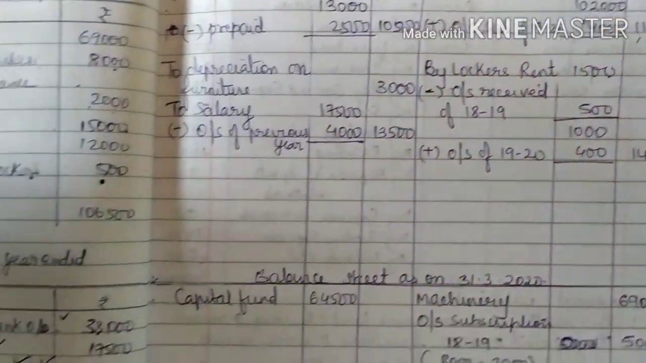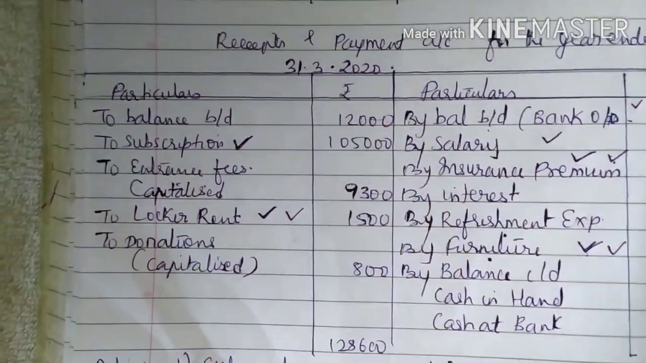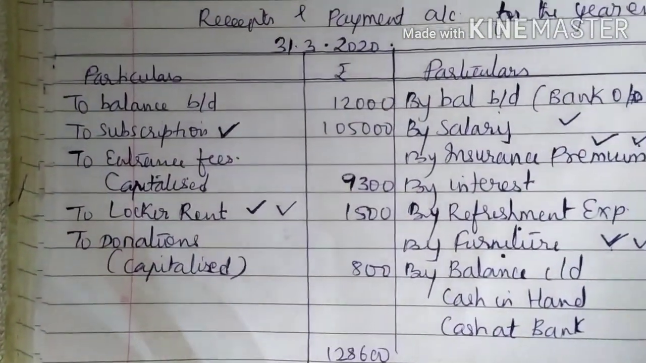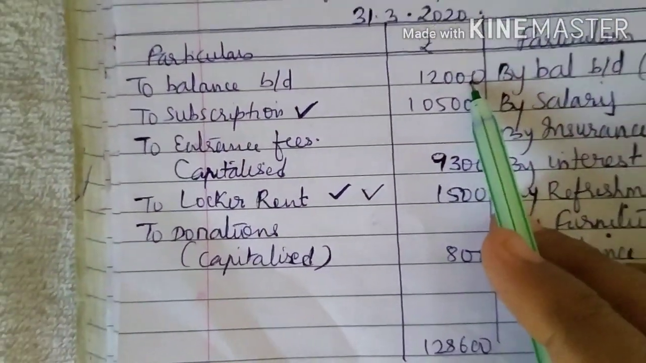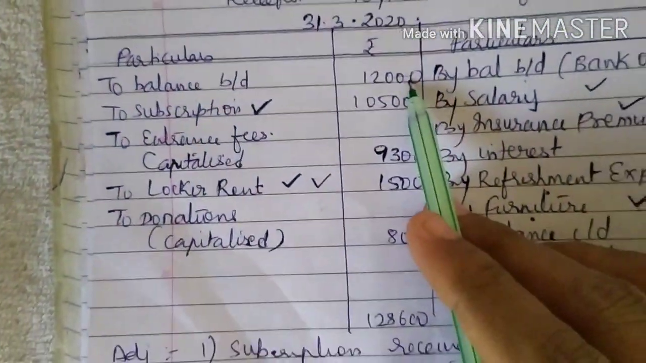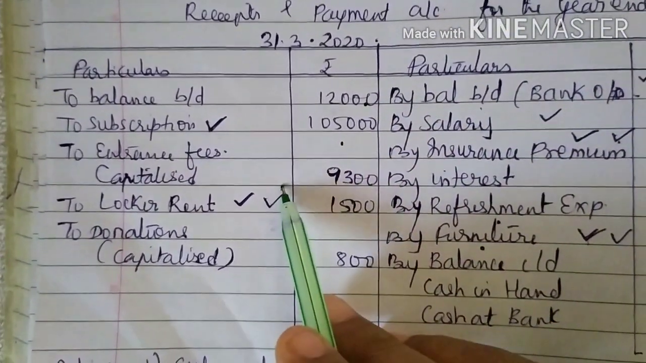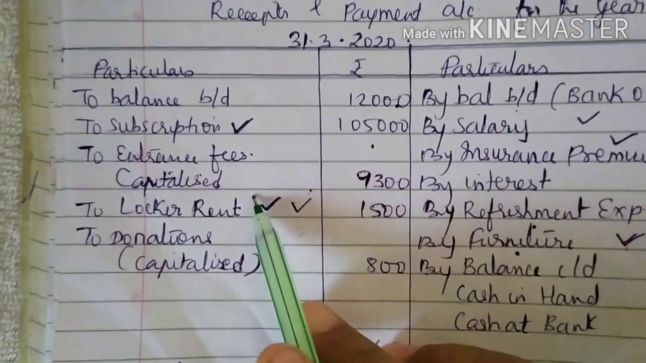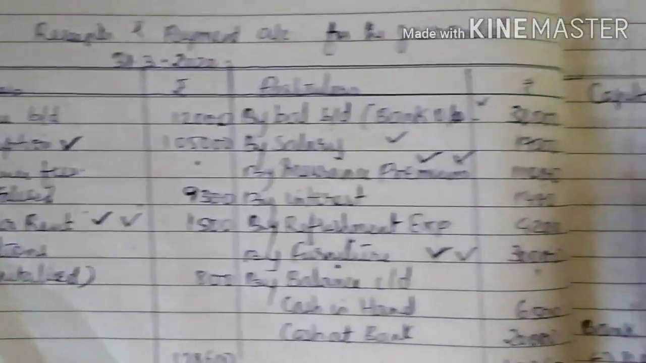Then we have completed the balance sheet. Now we'll go for receipts and payment account. So first one is balance brought down, which you will not take because it is an opening balance of cash in hand, which we will not take. Then you have a subscription that we have done. Then we have entrance fees. In the bracket it is given as capitalized, so we directly write in the capital fund.